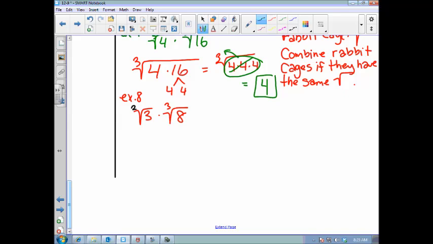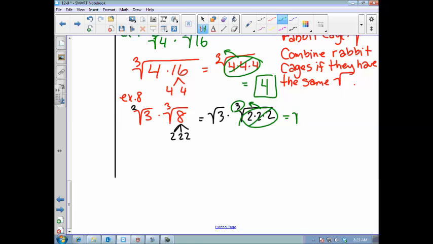Does 3 break down? No. But does 8 break down? Yeah, we went over this trick earlier. What number times itself 3 times is 8? 2, 2, and 2. So we have, not cube root, it was a square root, square root of 3 times the cube root of 2 times 2 times 2. Now what's the index on the second radical? The index isn't 2. The index here is 3. So we're looking for a group of 3, which we have. So all those 2's pull out.